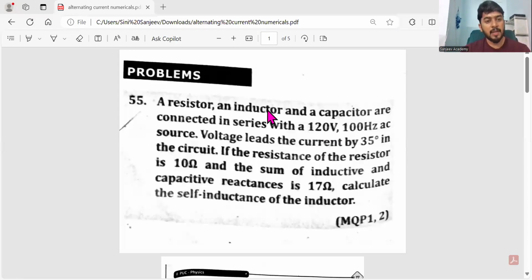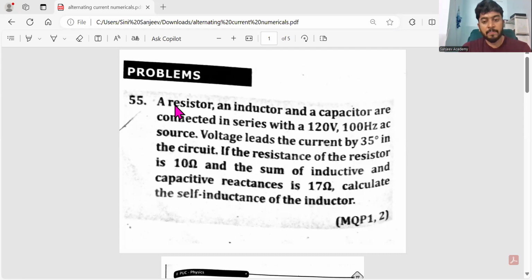There are hardly 2 to 3 formulas in this particular chapter. And if you know the formulas and where to apply what, then that's it. It's very, very easy to get the full 5 marks in this chapter, alternating current.